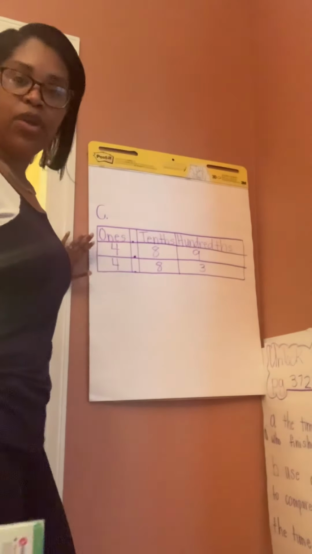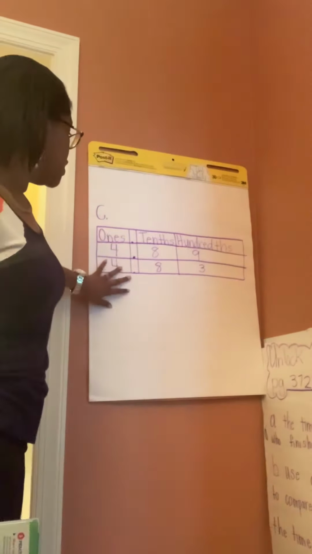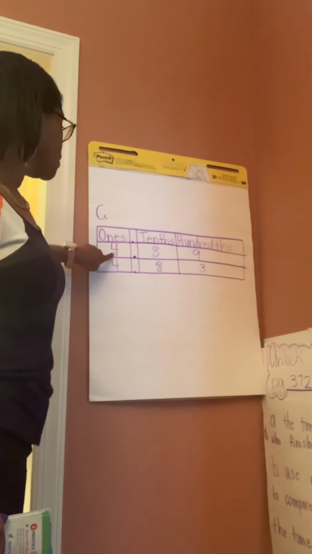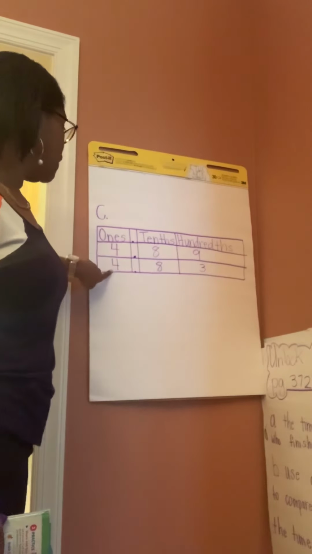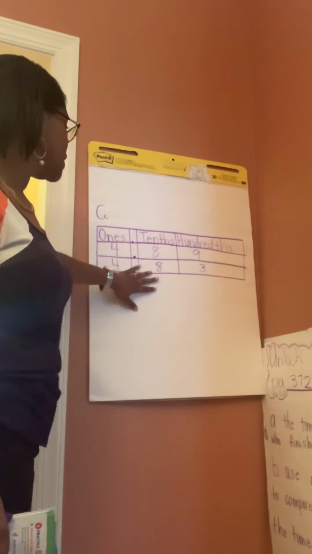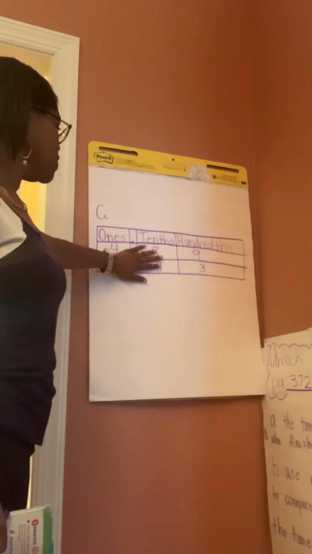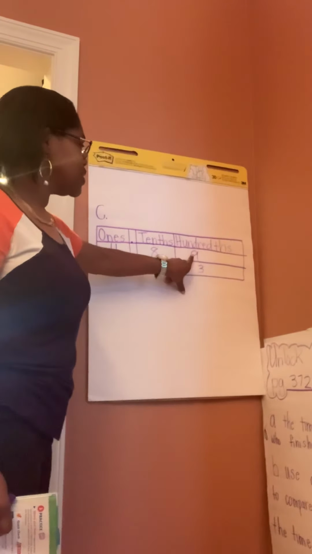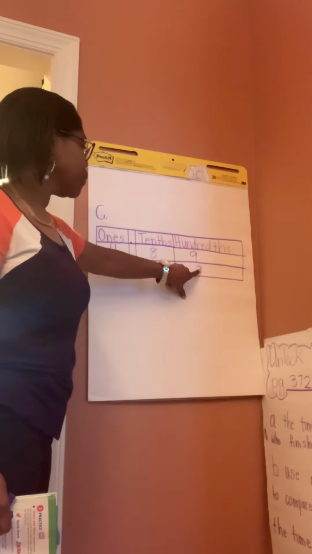Remember, when you're comparing, we want to begin with the greatest place value position. In this case, it's in the ones. 4 and 4, they're the same. So we're going to go to the next place value position, tenths. 8 and 8, they're the same. When I get over to my hundredths, I notice this is a 9 and this is a 3.